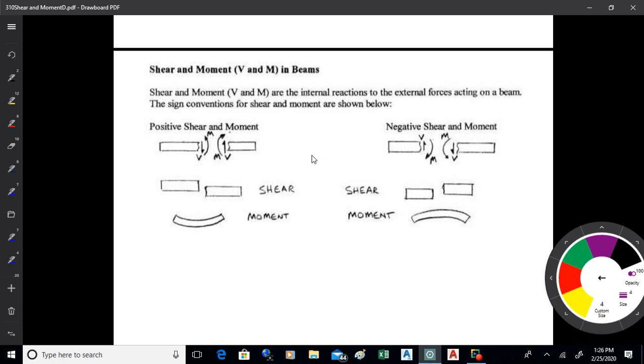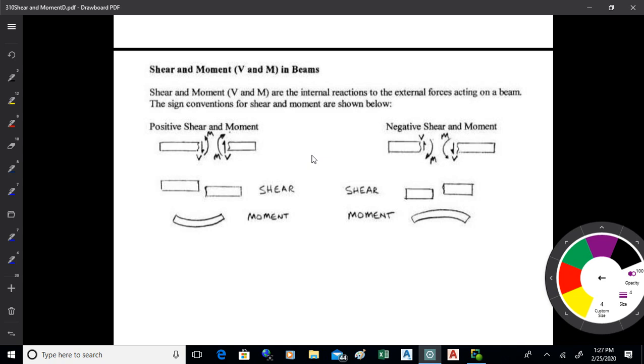And hopefully you touched on this a bit in statics. I'm not sure if you did or not. And so we'll develop it a little bit more for this class. So these are the internal reactions to the external forces acting on a beam. The sign convention for shear and moment is shown below, okay?